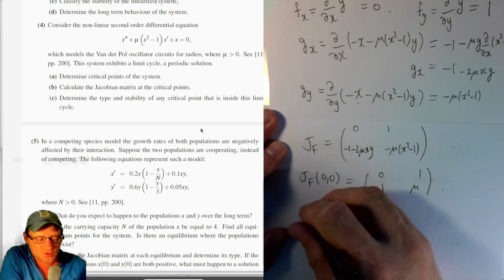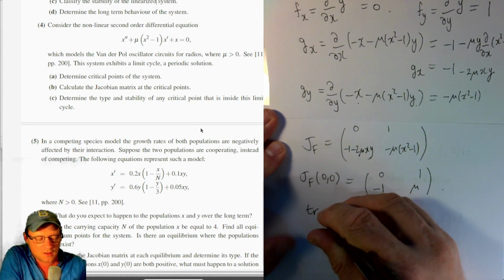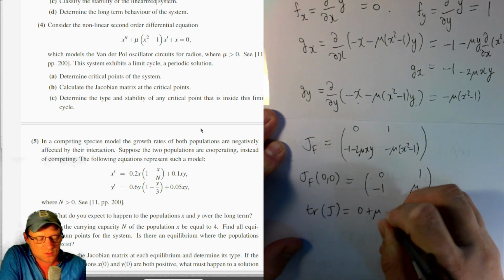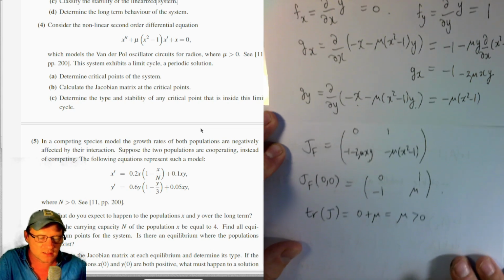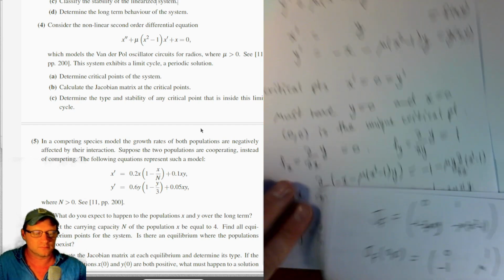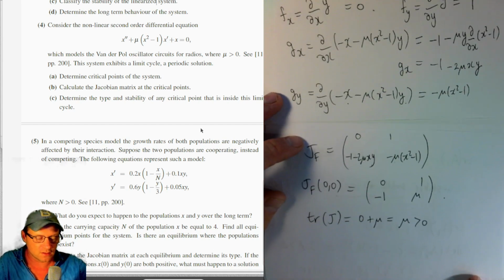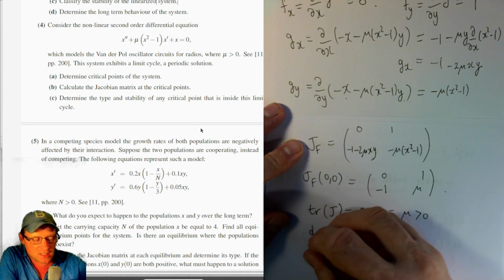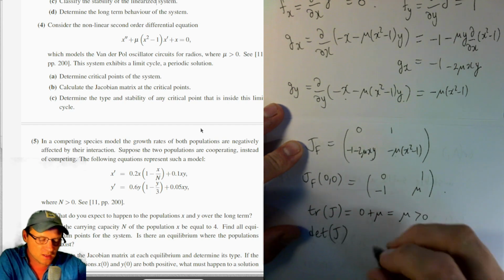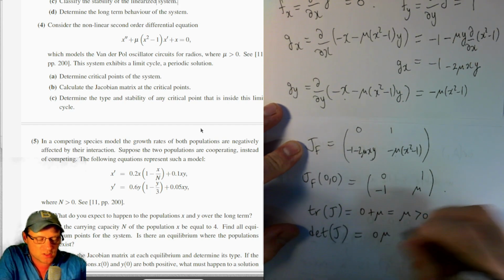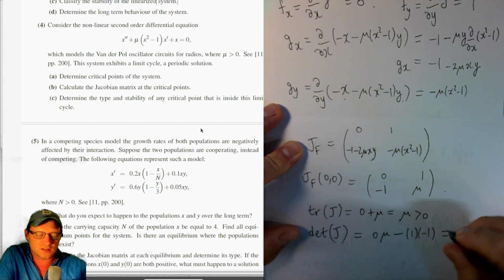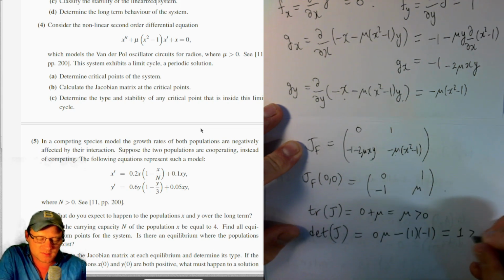Okay, and so now the trace of the Jacobian matrix is 0 plus mu, which is mu, and that's positive because mu was said to be positive at the beginning. Okay, now the determinant of this Jacobian matrix at the critical point 0, 0 is 0 times mu minus 1 times minus 1. And so that's plus 1. That's positive.